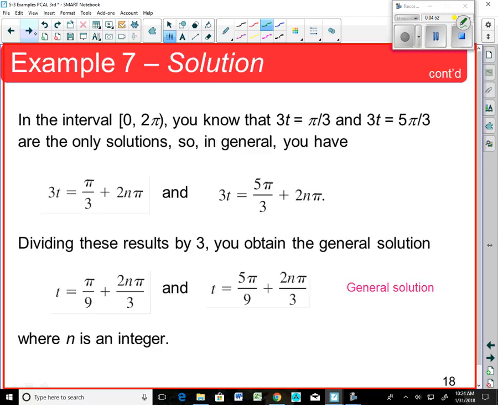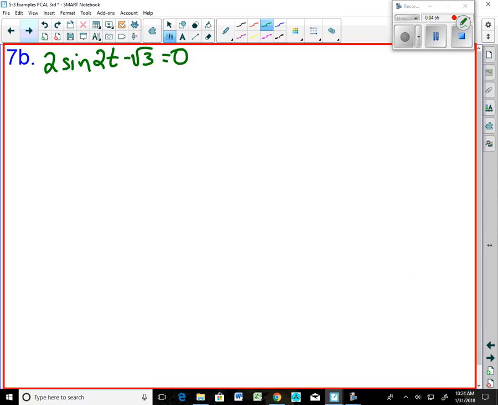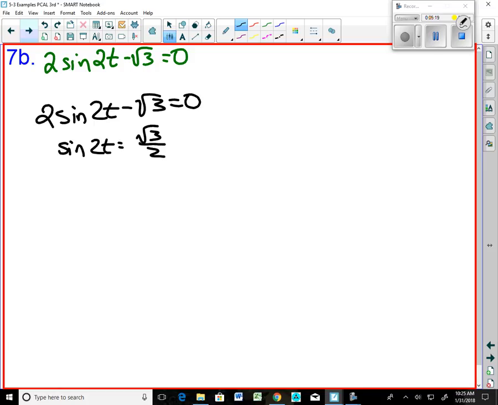Oh, and I should have maybe gotten rid of some of those slides. So here's our next one: 2 sine 2t minus the square root of 3 equals 0. Just another one of this exact same kind of problem. I want to get the sine of 2t alone, so I'm adding the square root of 3 and dividing by 2. So I'll get the sine of 2t equals the square root of 3 over 2.